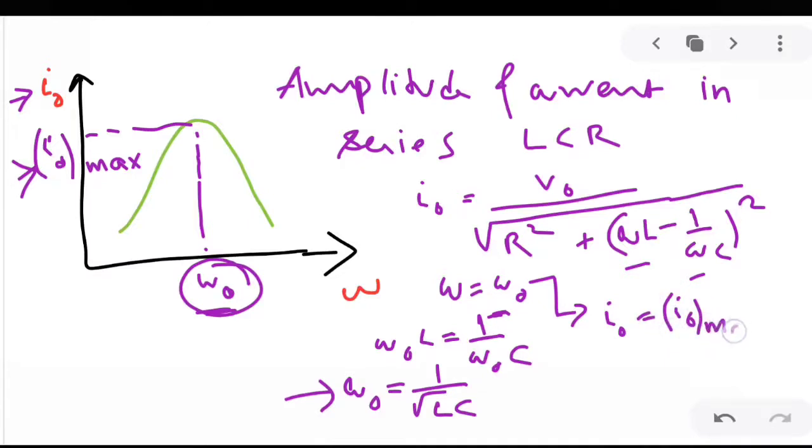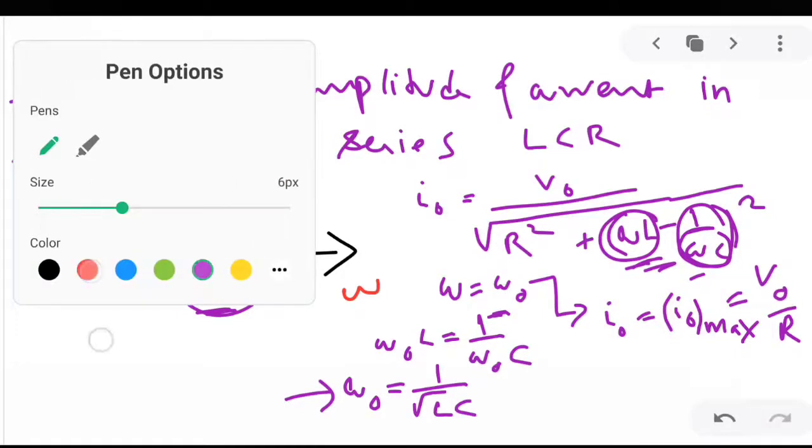When these two quantities are equal, this term is equal to 0 and so this becomes V naught by R. So I naught max is equal to V naught by R. Now this was the summary of the previous video, which was based on the series LCR circuit. Now what we do, we take two angular frequencies.